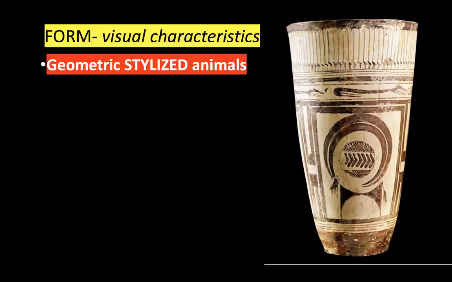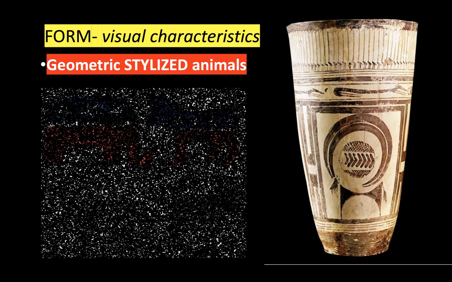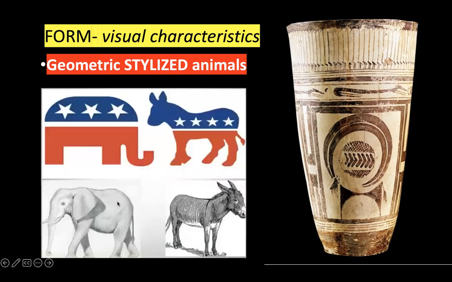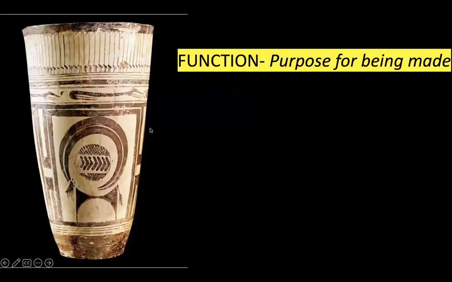So the bushel with ibex motif, this animal is stylized, right? That is not a naturalistic looking animal. So that is an example of stylized. Here's another example: taking the elephant and the donkey and then stylizing them into this logo. So naturalistic on the bottom, stylized on the top.